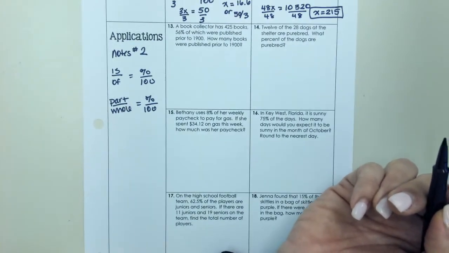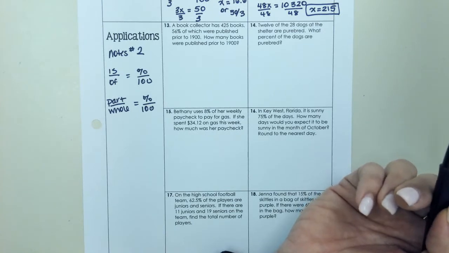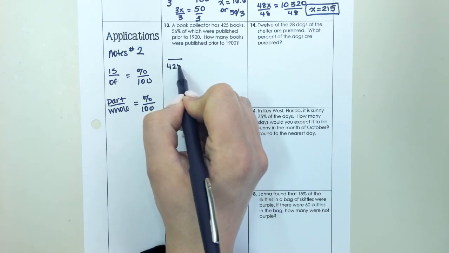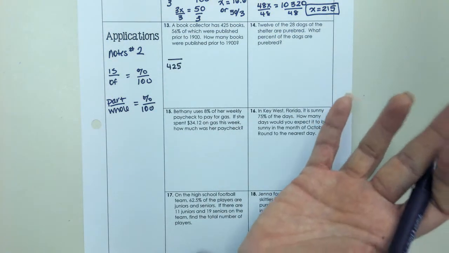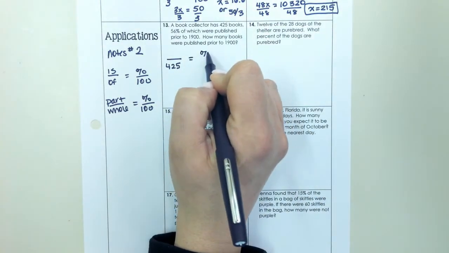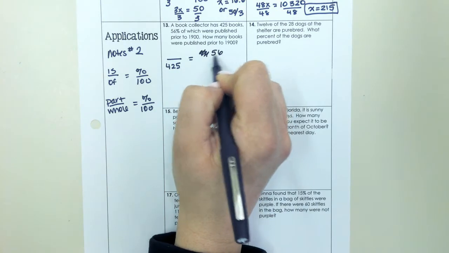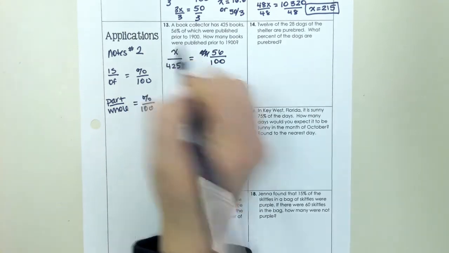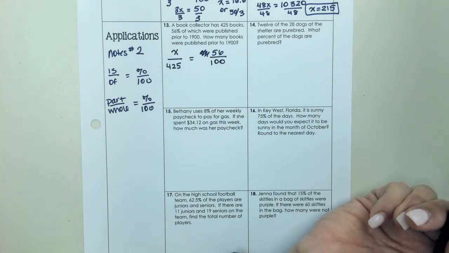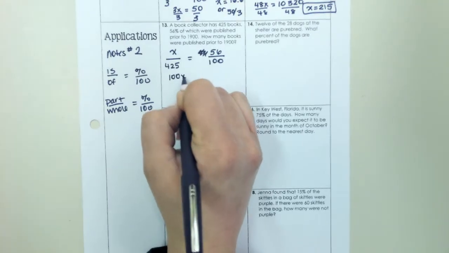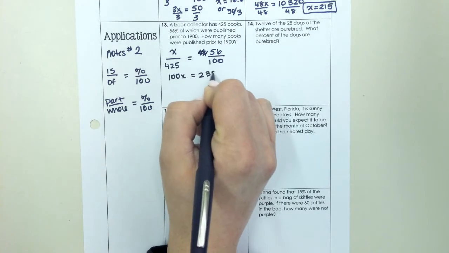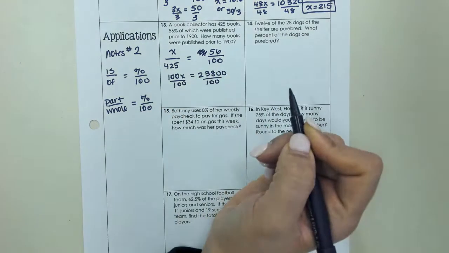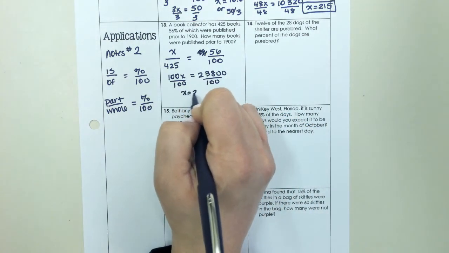How many actually were published before 1900. So if we use part over whole, the whole is the 425 books, those are his entire collection, is equal to the percent, which is 56 over 100, and we don't know what the part is. We know it's 56%, but we don't know how much. So now you have a percent proportion, and if you cross multiply, it's 100x equals 23,800 because of 425 times 56. If you divide by 100 or move your decimal over 2 places, you get x equals 238.